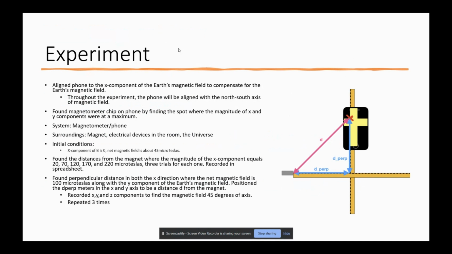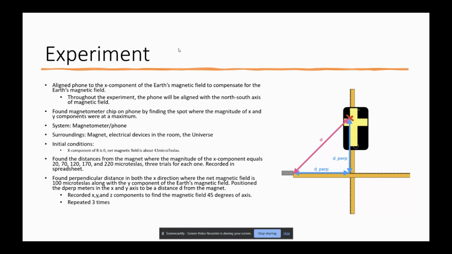In the experiment, the system was the magnetometer chip in the phone, and the surroundings were the magnet, any electrical devices in the room, and the universe. The initial condition of the experiment was that the x component of the magnetic field is 0, and the net magnetic field was about 43 microteslas. We found the distances from the magnet where the magnitude of the x component equaled 20, 70, 120, 170, and 220 microteslas. We did 3 trials for each magnitude, and we recorded this in the spreadsheet.